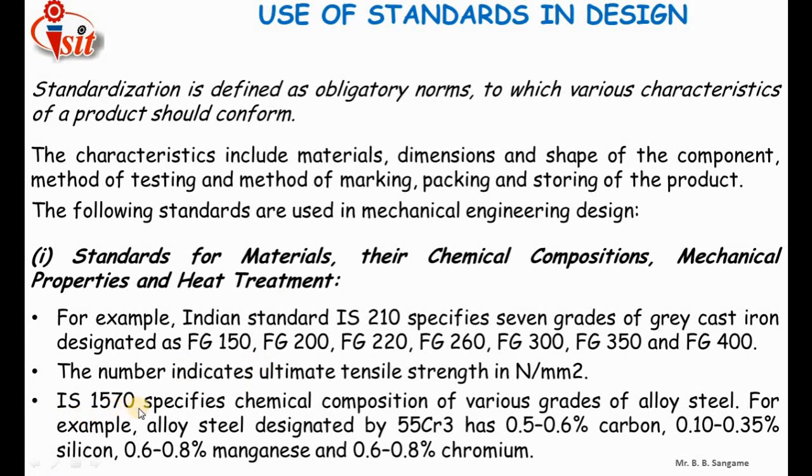Similarly, IS 1570 specifies the chemical composition of various grades of alloy steel. Here I have taken the example of 55 Cr3, which is an alloy steel. It includes 0.5 to 0.6% of carbon, 0.1 to 0.35% of silicon, 0.6 to 0.8% of manganese and 0.6 to 0.8% of chromium. So this is the alloy steel, represented by 55 Cr3.